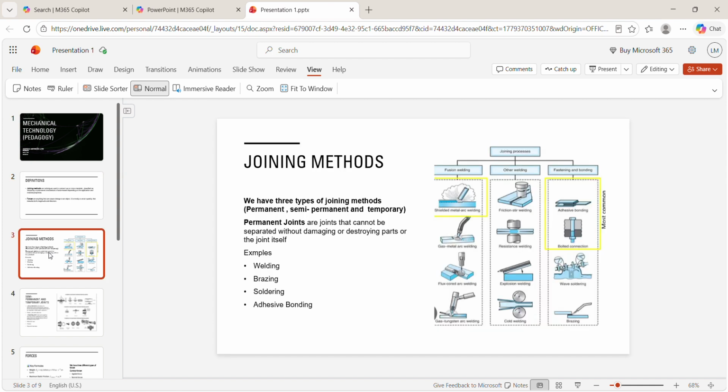So here we're going to be looking at the types of joining methods, which we have: permanent joining method, semi-permanent, and temporary joining method. Permanent joints cannot be separated because doing so can cause permanent damage, destroying the joints themselves or the parts. Examples of these joining methods are welding, brazing, soldering, and so on.